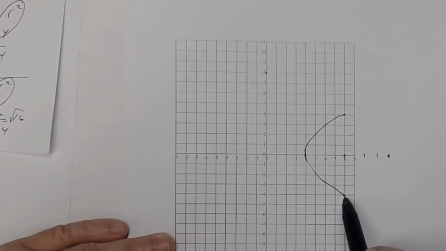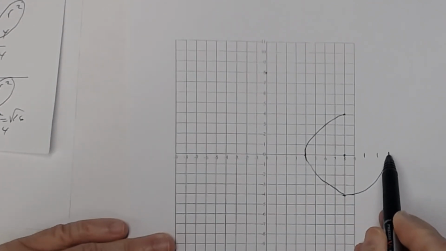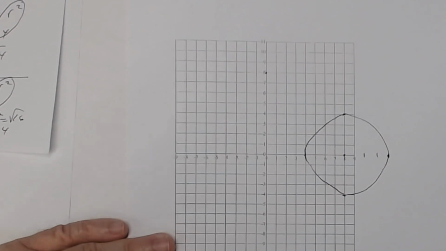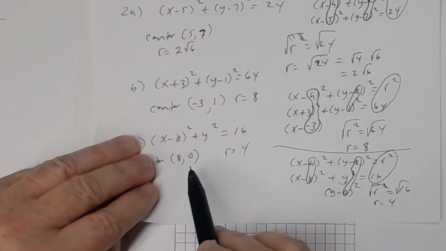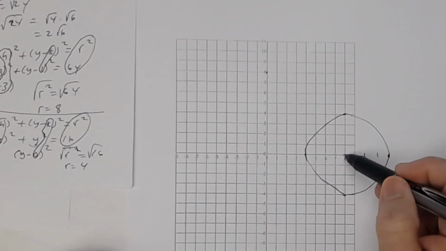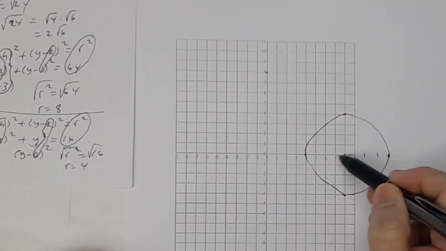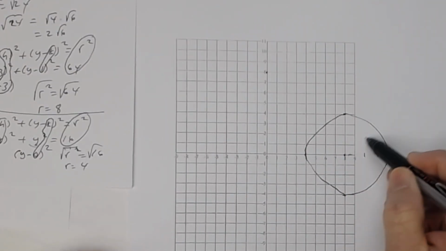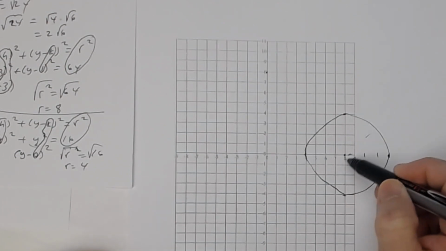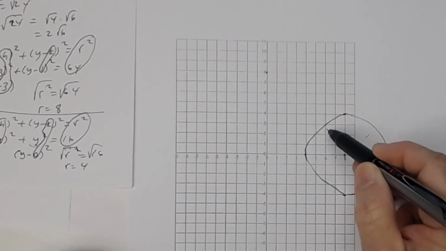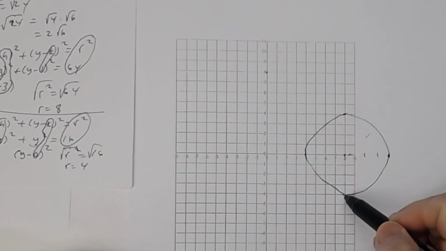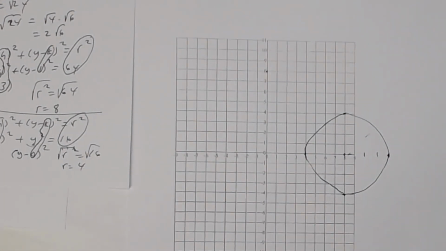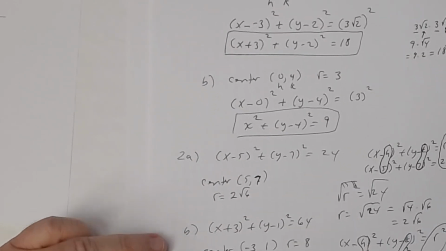Mine's not going to be that great, but at least you'll see that the center is (8, 0), like I said, and the radius is 4. So from here, this is 4 units, this is 4 units, this is 4 units, this is 4 units. Everywhere. So remember, there's an infinite number of radii. So all these are 4 units long. Now, again, I didn't draw a nice circle, but you get the idea. Okay, and that's it.